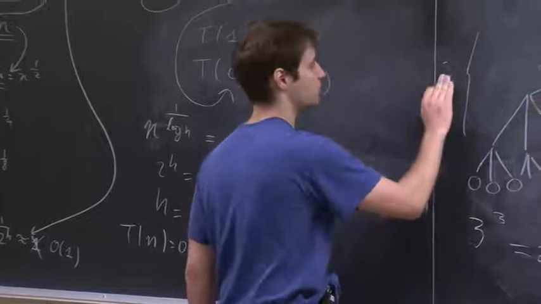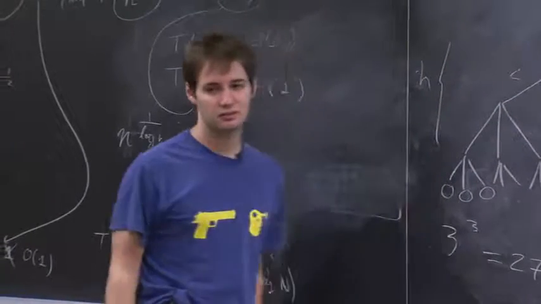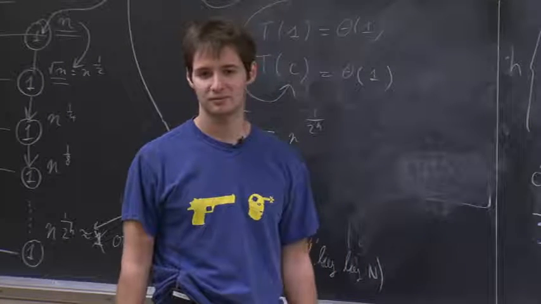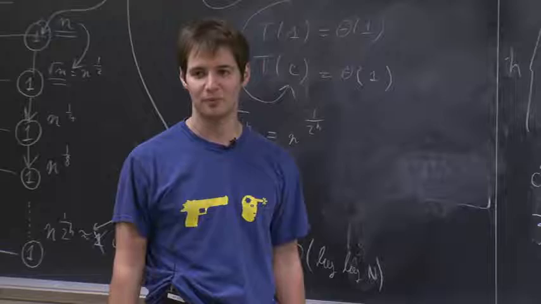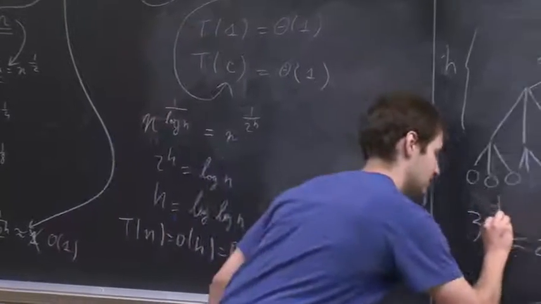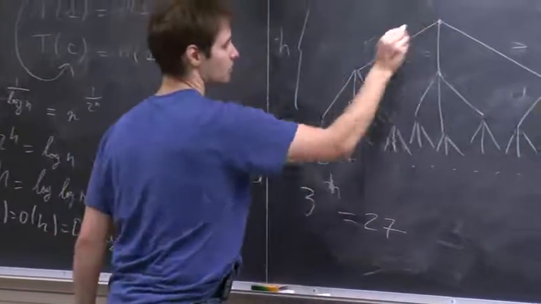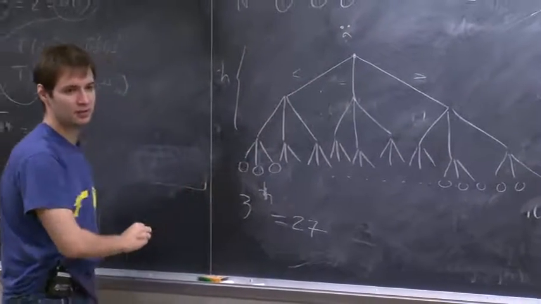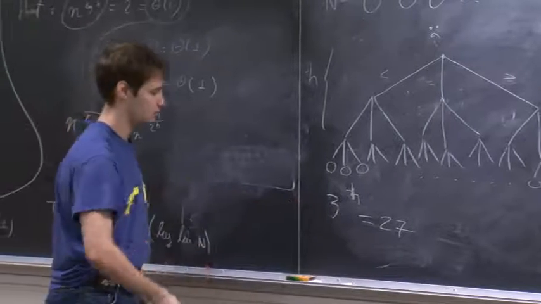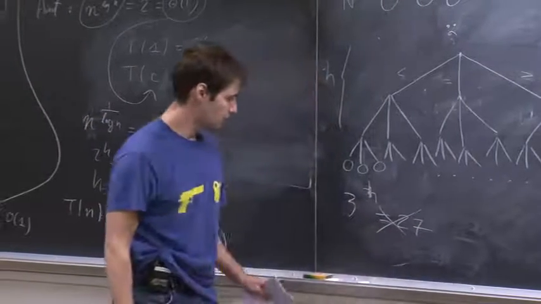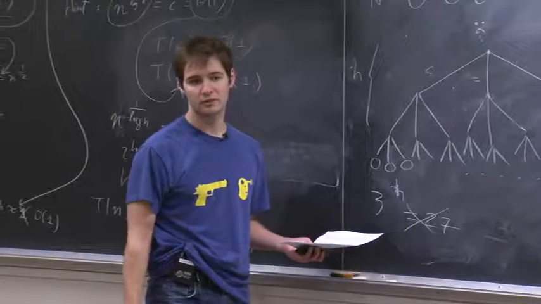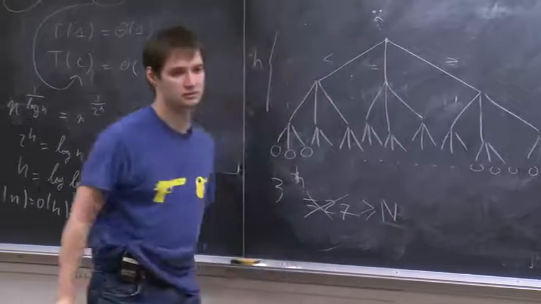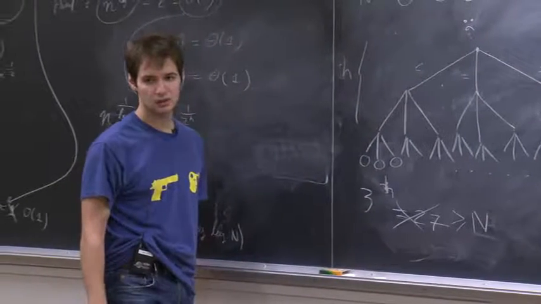So suppose I have h comparisons instead. How many leaves? So how many possible answers? 3 to the h. So 3 multiplied by 3, h times. So 3 to the h is the number of possible answers. This has to be bigger than or equal to n. Otherwise, the algorithm is incorrect. So what can we say about h?